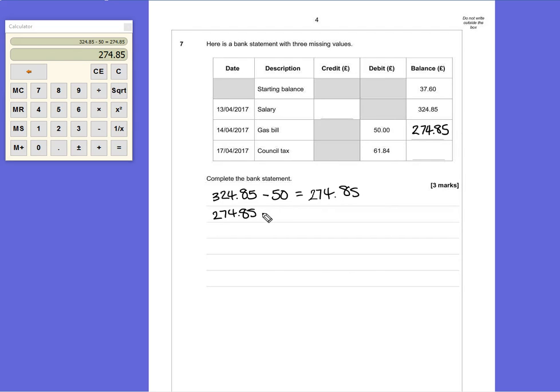Whatever answer you get for this first part, you need to make sure that that's what you're using before you take away the council tax, which is £61.84. Again, we'll just type this into the calculator using the value which is already there. So press subtract 61.84, press equals, and we should be left then with £213, 1 penny. Once again, putting this into the table to show that we understand where the answers come from.